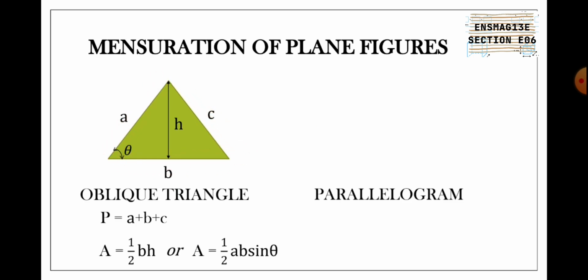For the area, we use 1/2 base times height, or area is equal to 1/2 A times B times sine theta. So the first formula, the 1/2 base times height, is only applicable for oblique triangles with given base and height. The second formula, 1/2 AB sine theta, can be used if we are given two sides with the adjacent angle. But for an instance where we do not have the value of the angles or the height, but we have the lengths of its three sides, we may use Heron's formula.